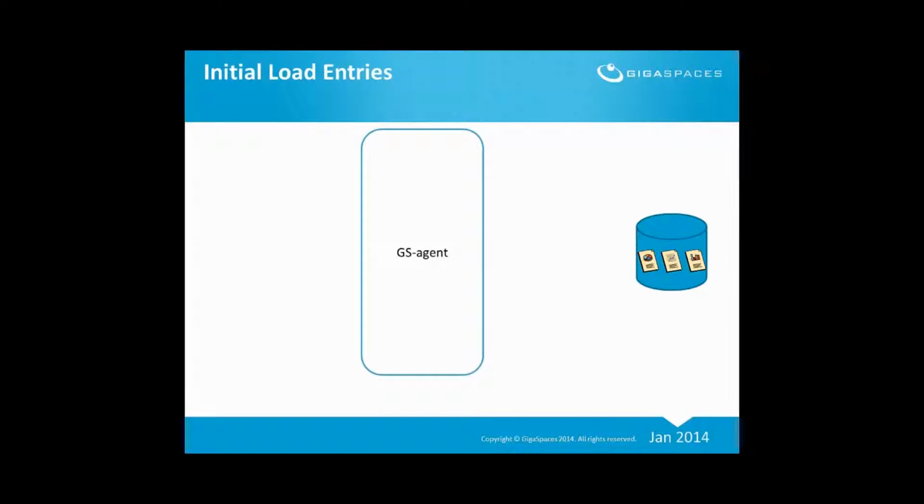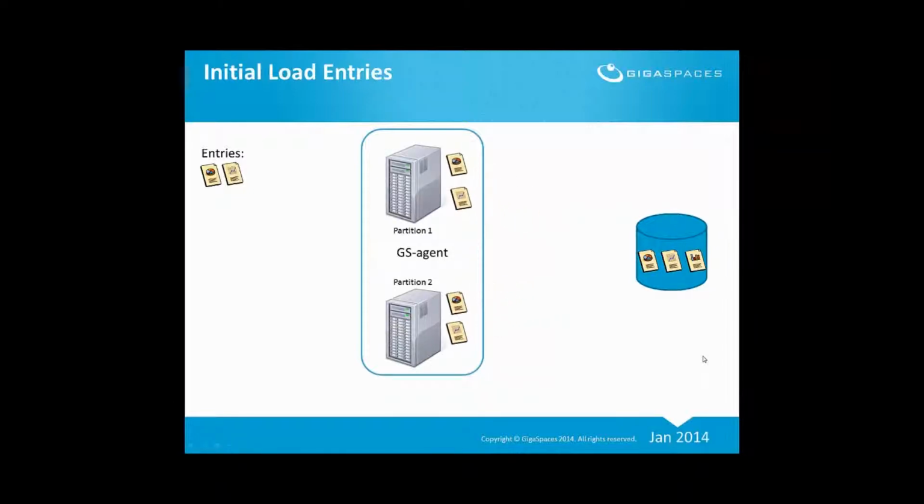The cache is loaded with instances of needed types. These types can be specified as initial load entries in the space data source configuration, and the system will try by default to load every instance of these types available in the database.